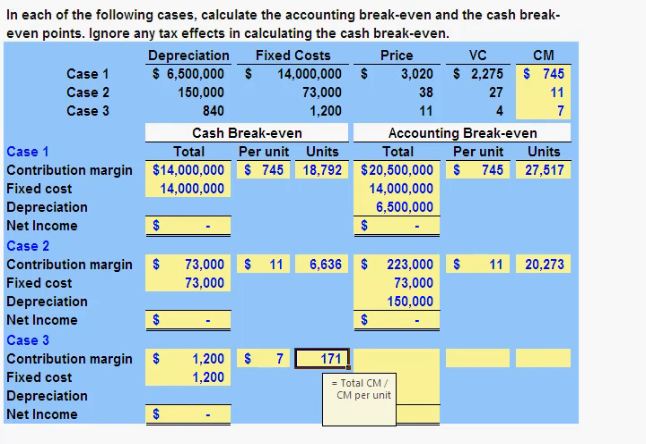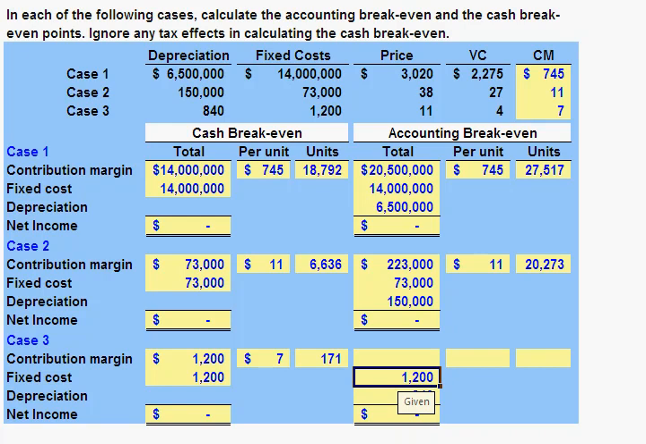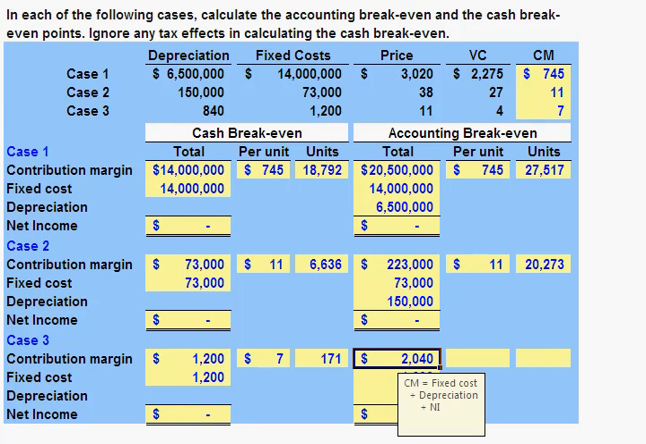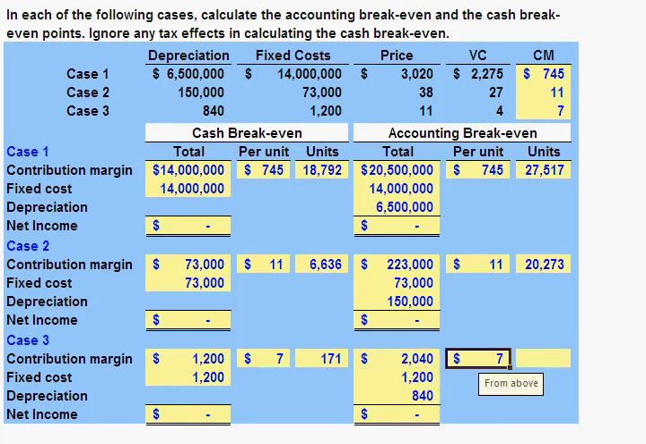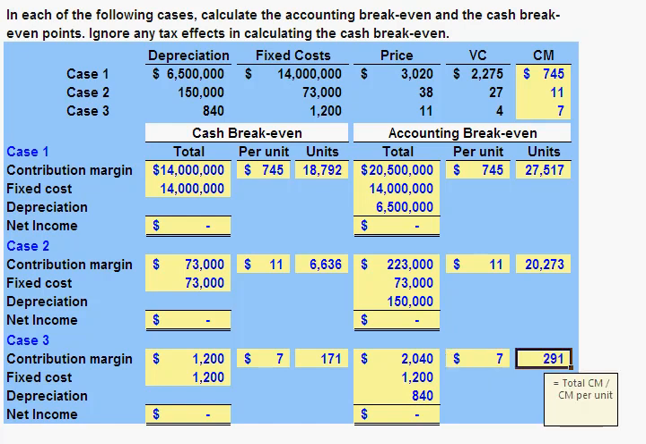For accounting break-even, again, we set net income equal to 0, but this time we include our depreciation expense of $840 and our fixed cost of $1,200, which means we need to earn a contribution margin in total of $2,040. We'll divide this by our contribution margin per unit, which was $7, and we arrive at an accounting break-even point of 291 units.